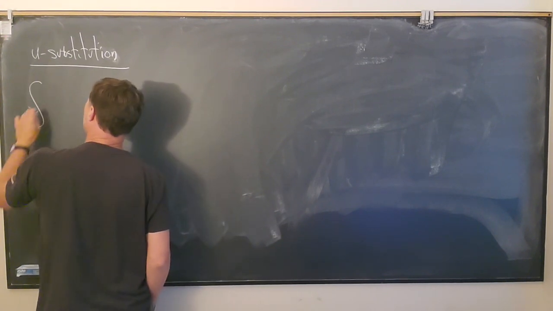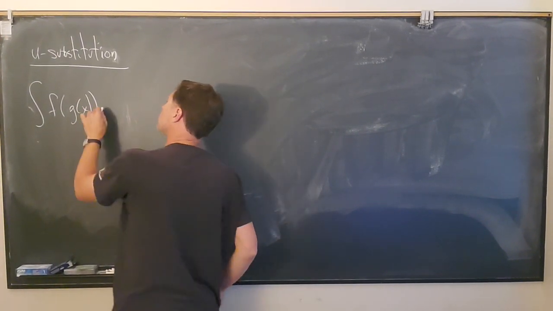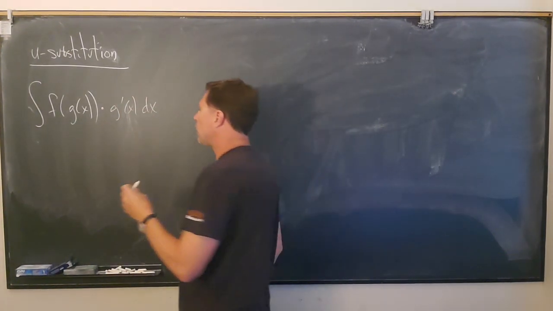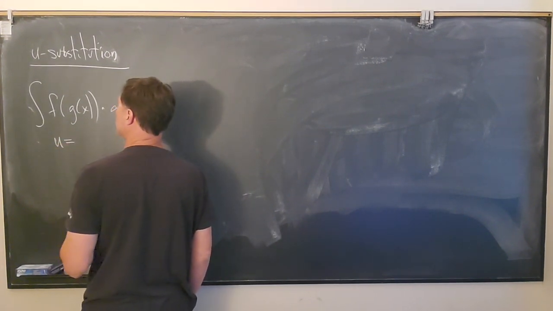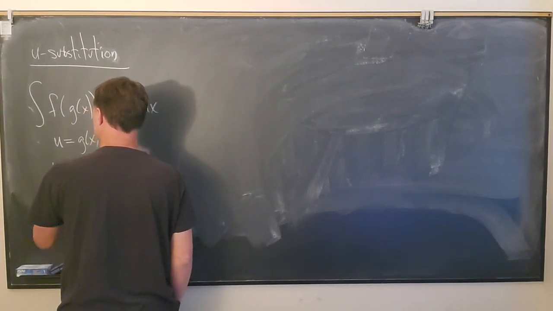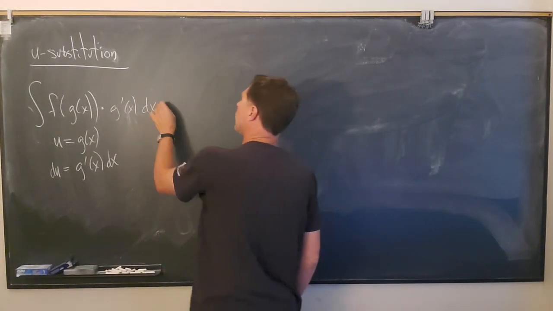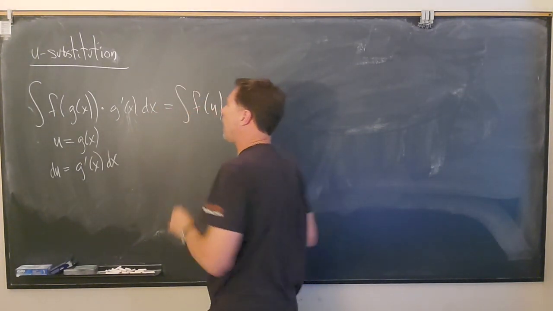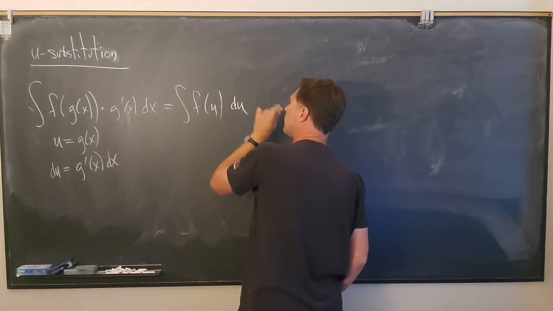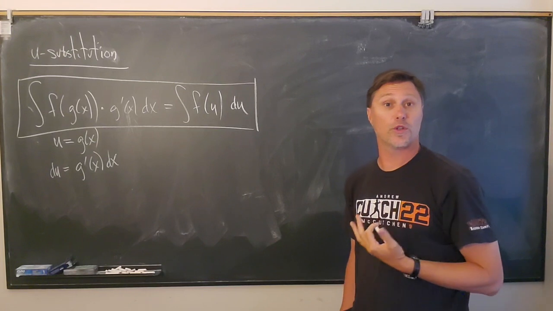So if you have an integral of the following form, f of g of x, we've got composition of functions followed by g prime of x dx. Now what we do, this is the u part of the substitution. If we let u equal g of x, then computing du, it becomes g prime of x dx. Okay? So now when we substitute, f of g of x becomes f of u, and the g prime of x dx becomes du. Right? So this formula right here is the substitution rule, or what we refer to as u substitution.